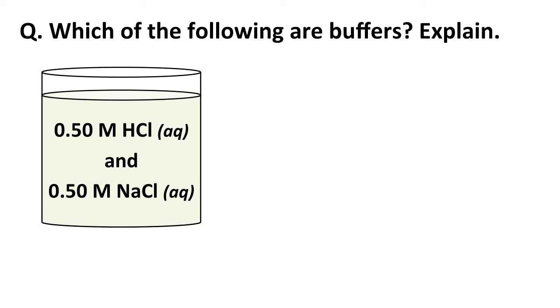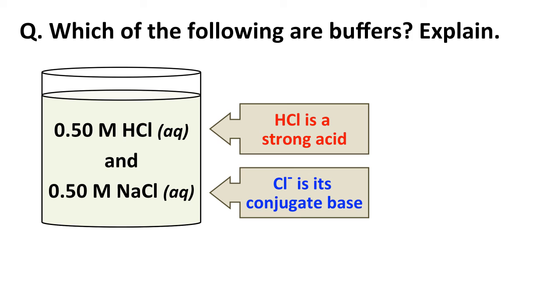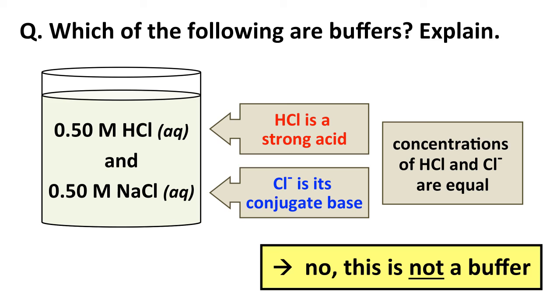Okay, the next one. 0.5 molar HCl mixed together with 0.5 molar NaCl. Is this a buffer solution? HCl is a strong acid. Cl minus from the NaCl is its conjugate base, and the concentrations of the two substances, HCl and Cl minus, are equal. So we have 2 out of the 3 things needed for a buffer, but HCl being a strong acid means we don't have a buffer. It has to be a weak acid, so even though we have the conjugate base and relatively equal concentrations, this is not a buffer because HCl is not a weak acid.